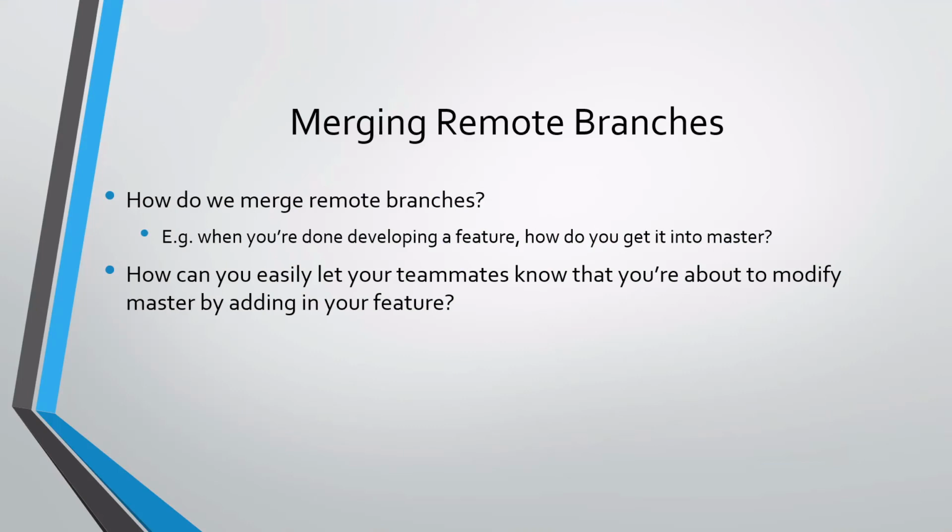Now that we've seen remote branches in action, you might be asking yourself, how do we actually merge these in? For example, when you're done developing a feature and you've pushed to a remote branch, how do you actually get that into master so everyone else can use it? The other thing is, how can you easily let your teammates know that you're about to modify master and you're adding in a new feature? The answer to this is pull requests.